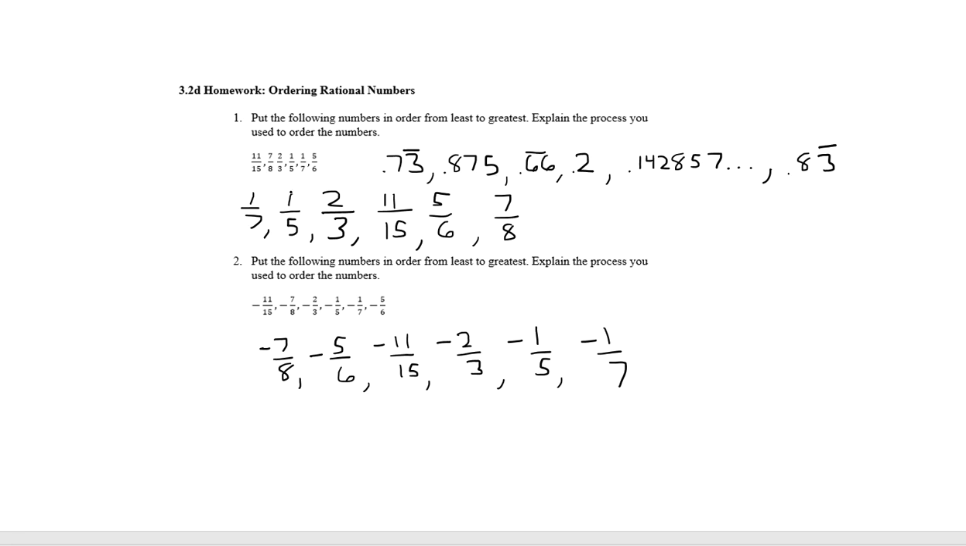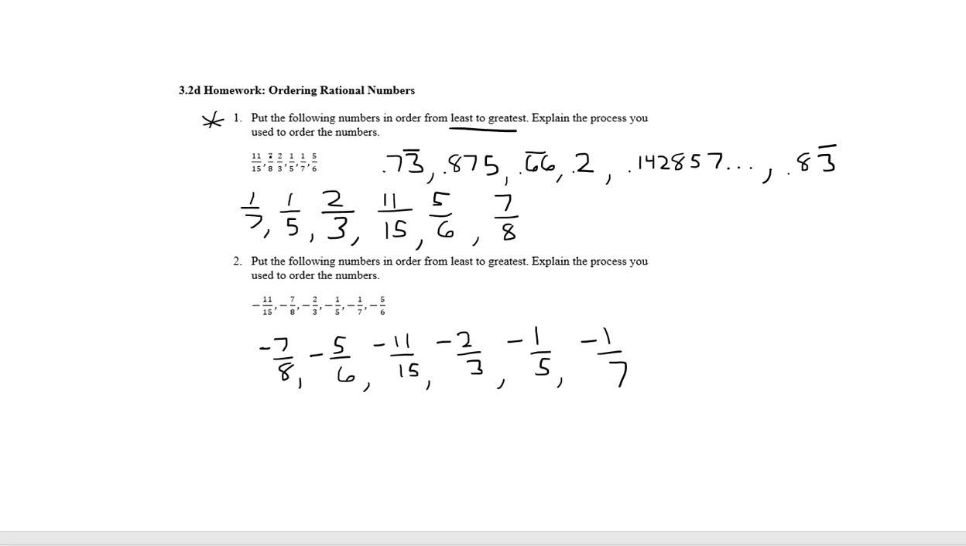Okay, for question number 1, you were given a whole bunch of fractions, but in order to compare them, you would have to find a common denominator for all of these fractions and make them equivalent fractions. And that, to me, is a lot more work than changing them all to decimals. Okay, so what I did here is I changed each of these fractions to decimals so that we could see their value. And then once we know their value, it's easy to arrange them from least to greatest.